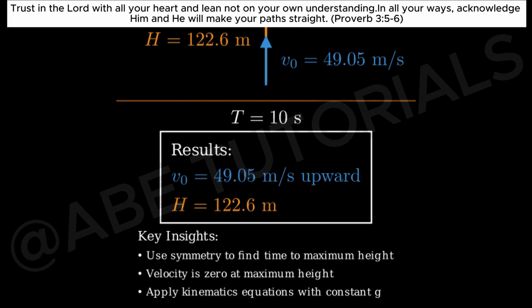The key insights were finding the time to reach maximum height using symmetry, then using the fact that velocity is 0 at the maximum height to find the initial velocity, and finally calculating the maximum height using the position equation.